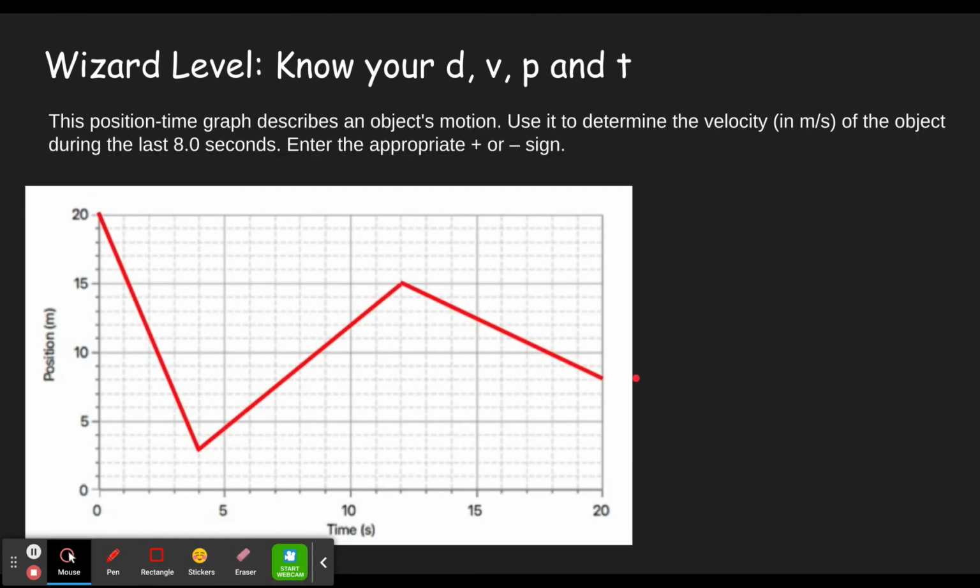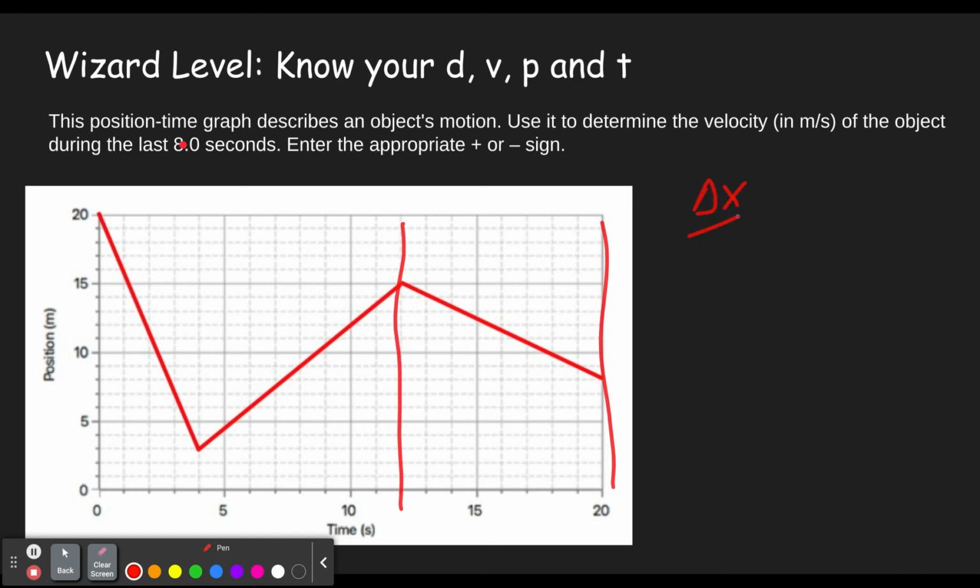All right, the next kind of problem has you calculate the velocity during a particular period in time. So in this case, during the last 8 seconds. So from here to here. Notice it'll always be one line segment. Okay, so if we put our delta x over t, we get delta x ended at 8.